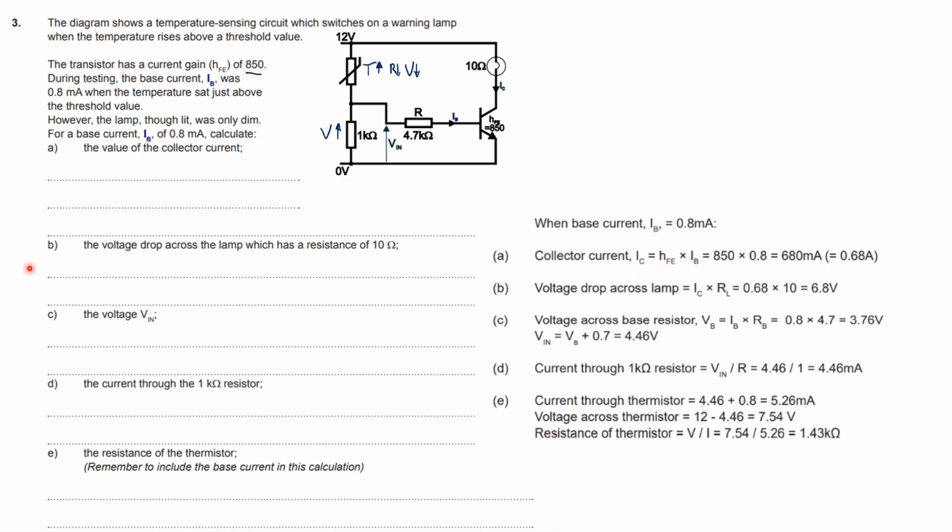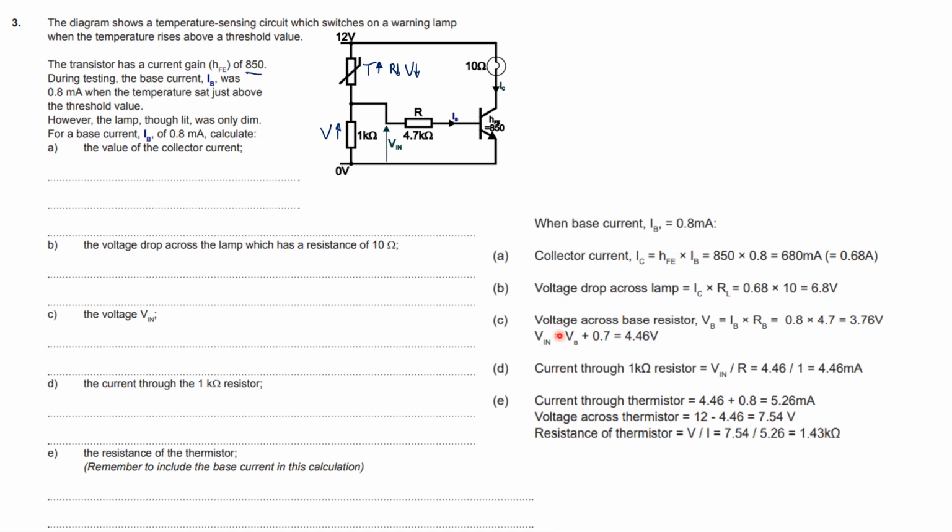Next question, the volt drop across the lamp, which has a resistance of 10 ohms. If I know the resistance of that, and I know the current going through it, surely I can find the volt drop across it. So we know the current, we know the resistance, V equals I times R, it's Ohm's law. You can see it's all coming back, it's just Ohm's law.